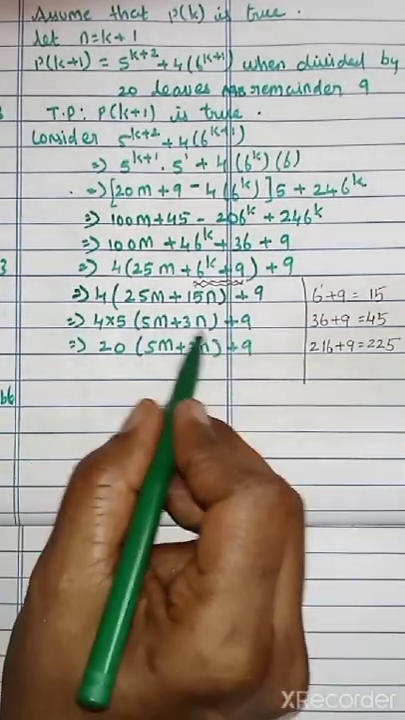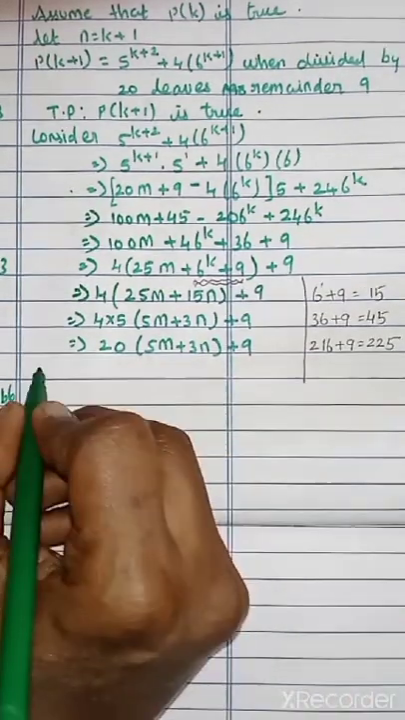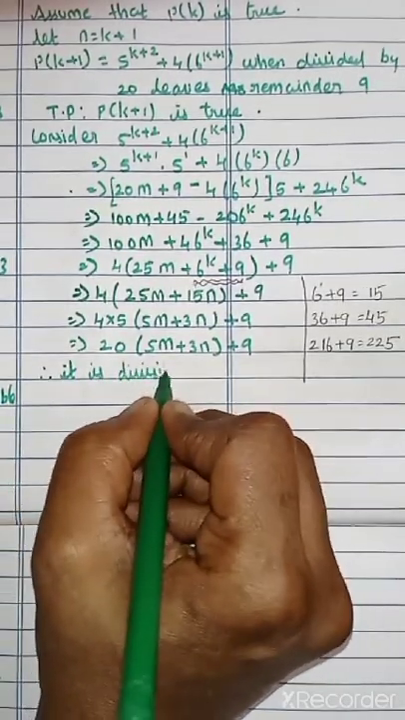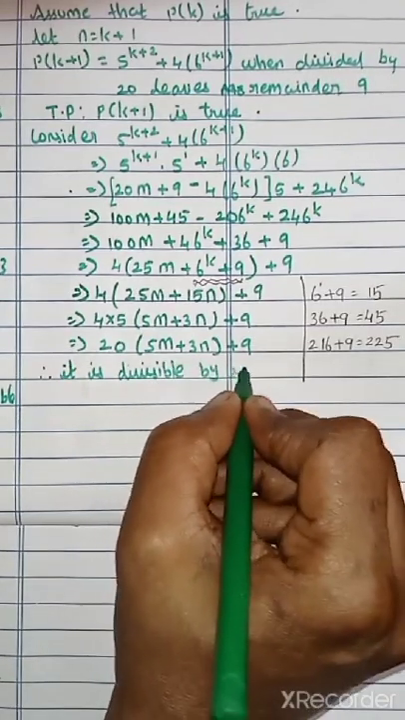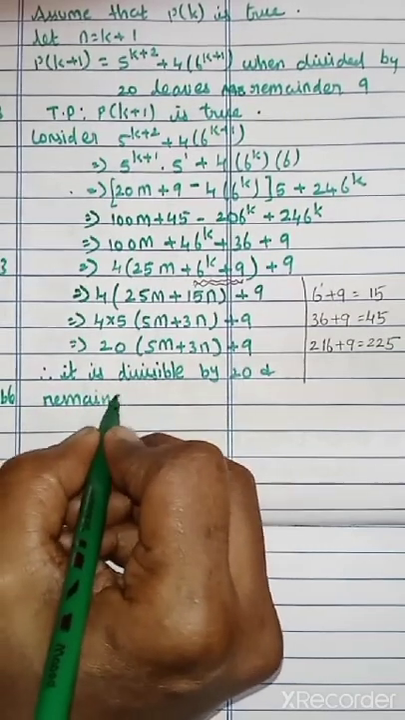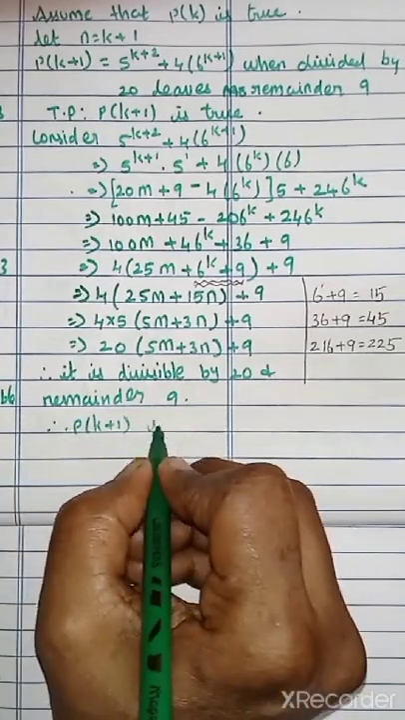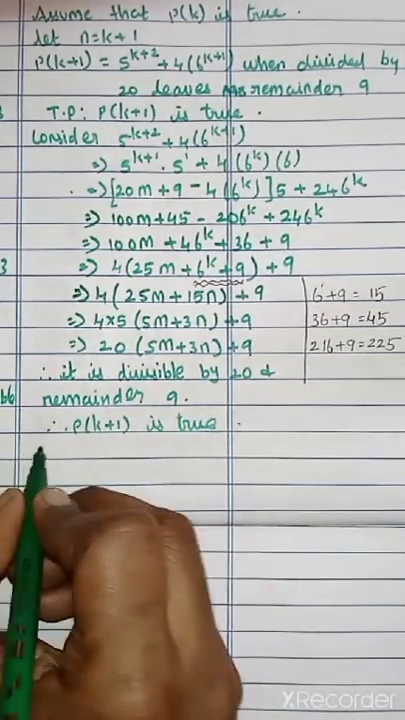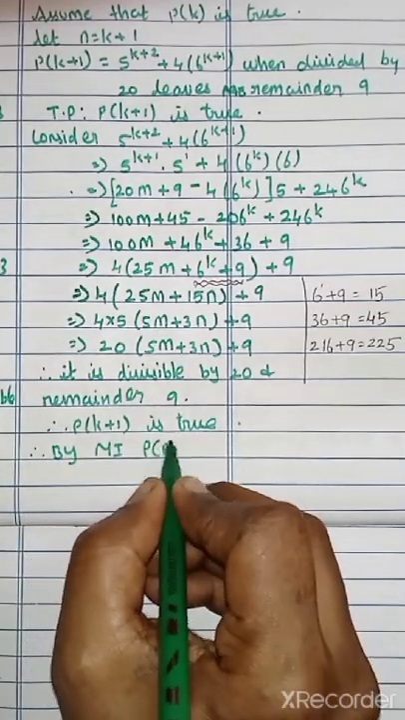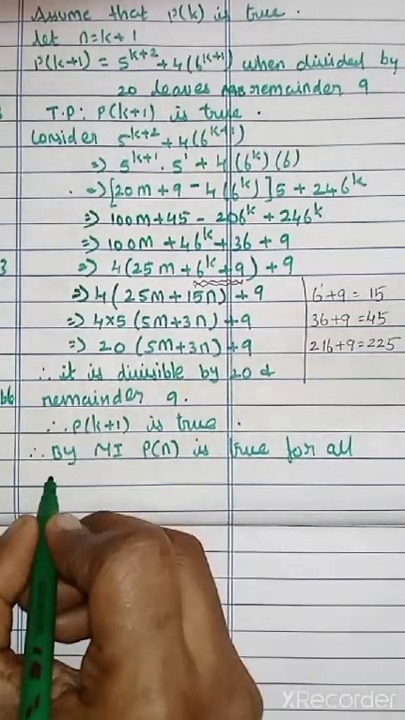Now look at here. This is a multiplication of 20 plus it leaves the remainder 9. Therefore, it is divisible by 20 and leaves remainder 9. Therefore, P of k plus 1 is true. Correct? Therefore, by mathematical induction, P of n is true for all values of n.